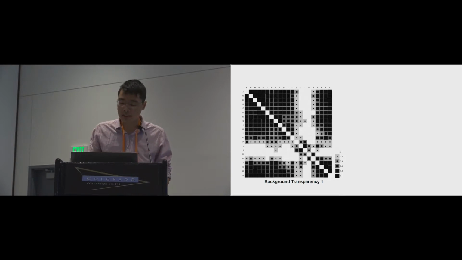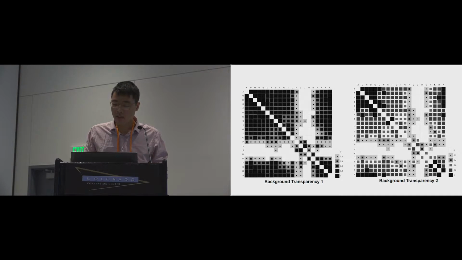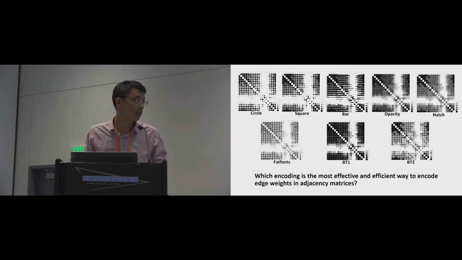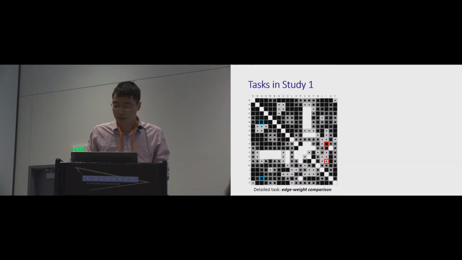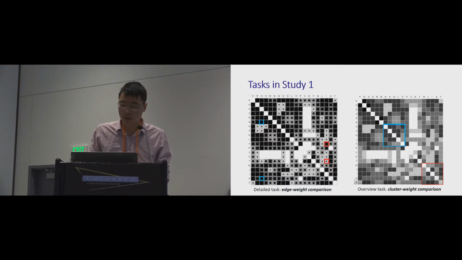Background transparency is a combination of square and opacity. And we proposed another variation that uses a white background to provide better contrast. So in total, we evaluated 8 encoding methods. And we have 2 levels of tasks. The first task is detail level, to compare the sum of weights for edges in the red and blue. And the second one is an overview task, to compare the value of dense areas in the red and blue.